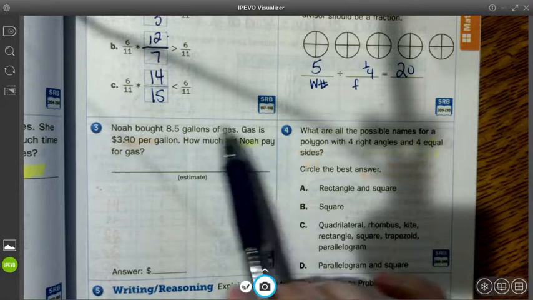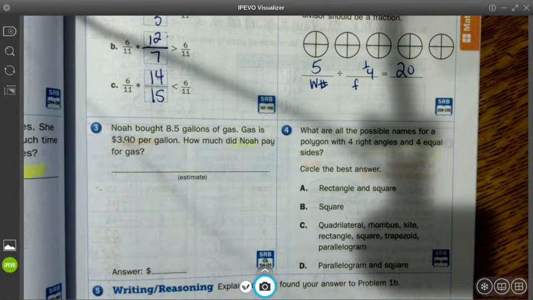So go ahead. It's always nice to make an estimate, especially with decimals, because then at the end you can see if your answer is reasonable. So think of an estimate that you could do here.